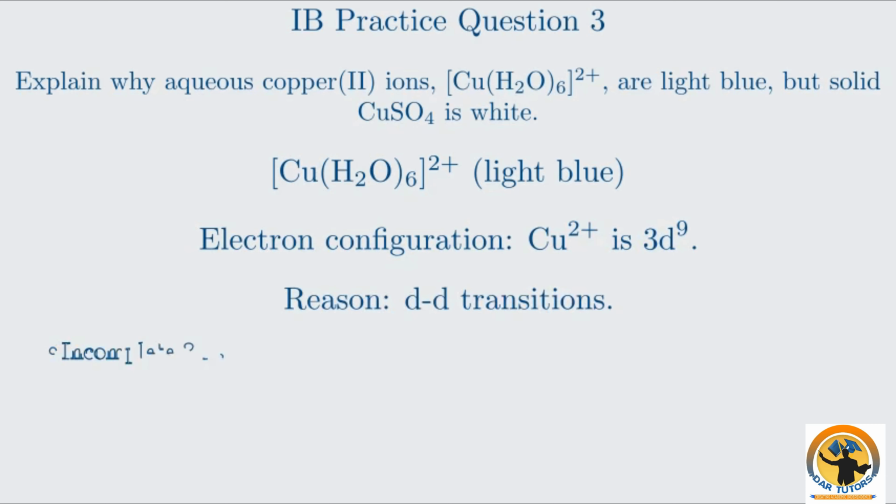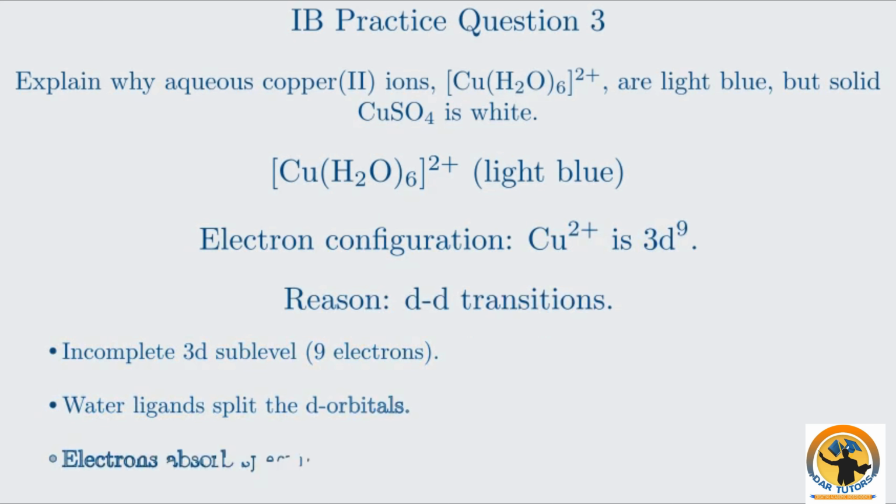The ligands, water molecules, split the 3d orbitals into lower and higher energy sets. The energy gap between these orbitals allows for d-d electron transitions. The specific wavelength of light corresponding to this energy gap is absorbed, resulting in the complex appearing blue.